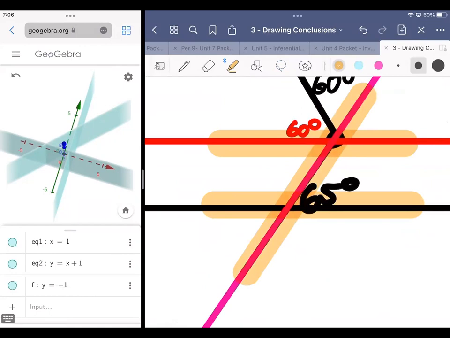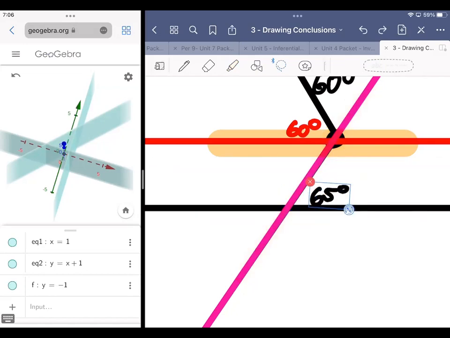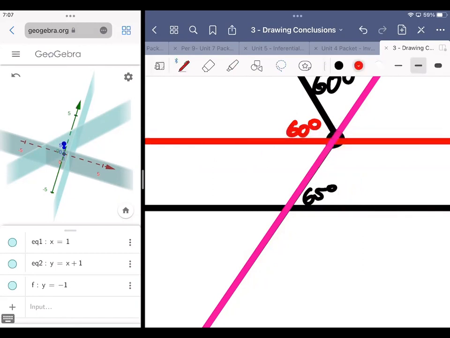All right. So now it's alternate interior angles again. So this 65 degree angle here would also exist over here. And make this 65, a poor quality 65.